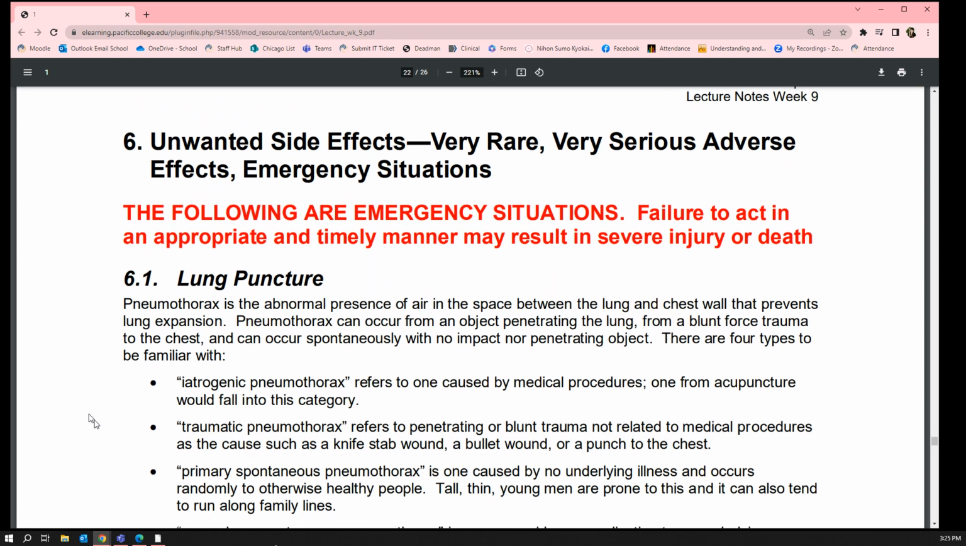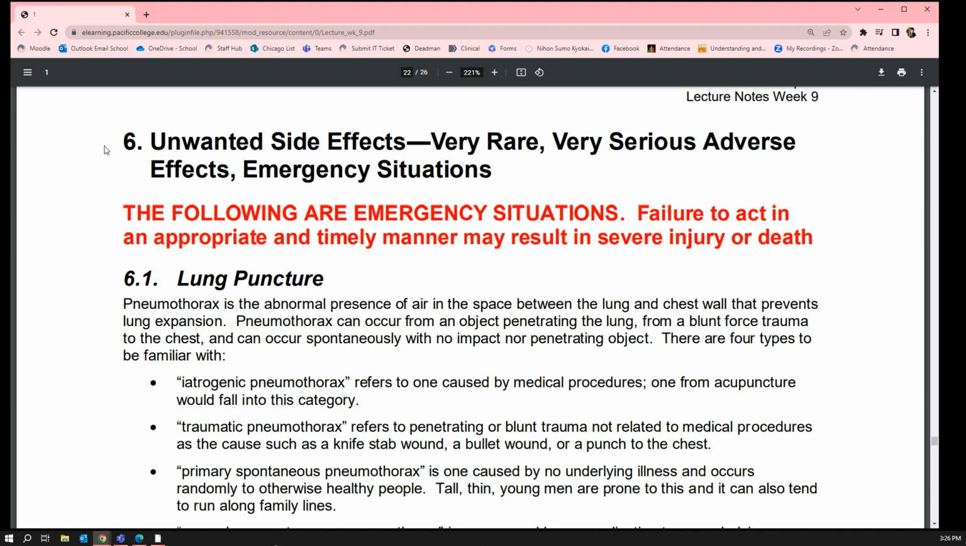All right, last major section here: unwanted side effects, very rare, very serious adverse effects, emergency situations. Remember, these are emergency situations, so failure to act in an appropriate and timely manner may result in severe injury or death. This is the big scary stuff that most of us, knock on wood, will never come into contact with. Most of us will never experience these things. So, again, we need to know what the zebras look like. But remember, most of the time we hear hoofbeats, it is going to be just a horse.